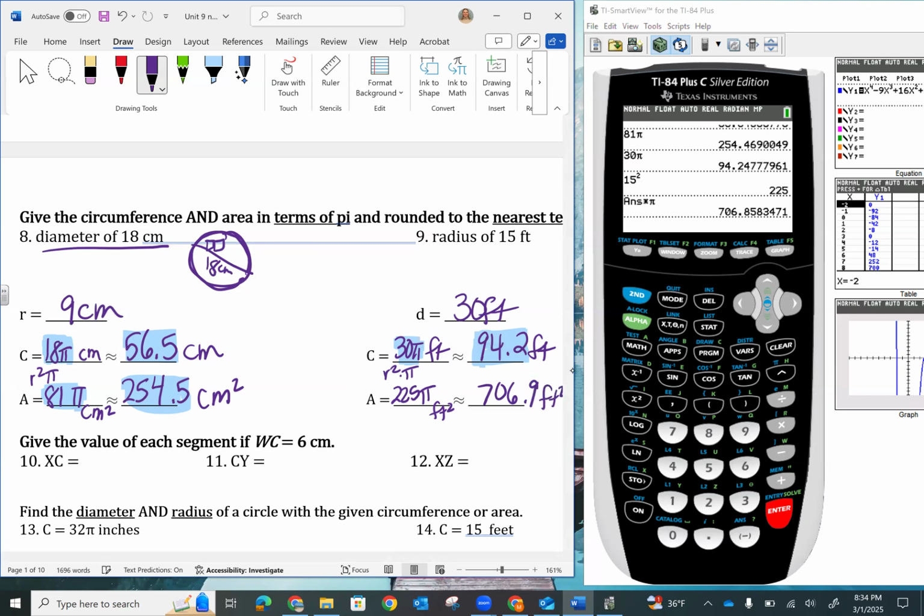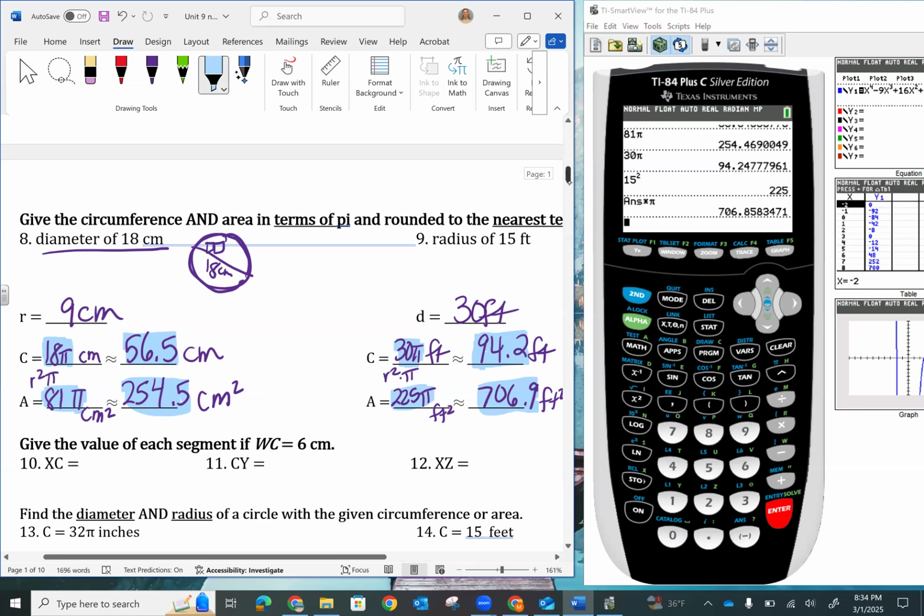Again, we're rounding to the tenth, so we're going to keep just one decimal place to the right of the decimal. The 5 tells us to round it up to 9. And so my answer is either 225 pi in terms of pi, that's the exact answer, or the decimal rounded answer, 706.9.